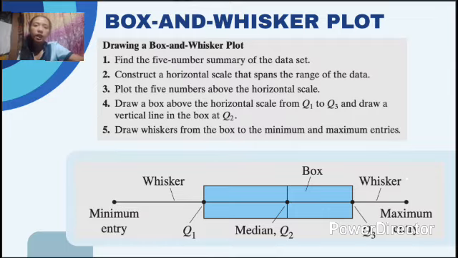As we can see here in the slide, it teaches us how to draw a box and whisker plot. First is to find the 5-number summary of the data set, which I tackled earlier. Second is to construct a horizontal scale that spans the range of the data. Next, plot the 5 numbers above the horizontal scale. Then draw a box above the horizontal scale from quartile 1 to quartile 3 and draw a vertical line in the box at quartile 2. Then the last one is draw whiskers from the box to the minimum and maximum entries.